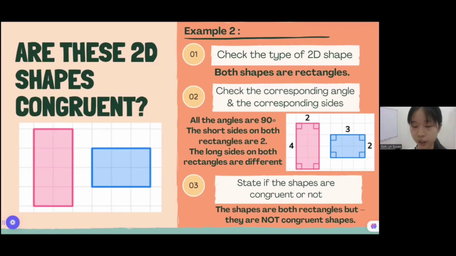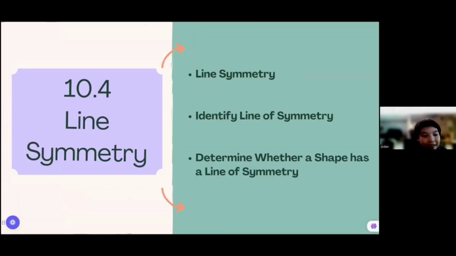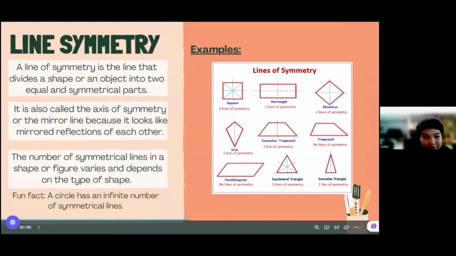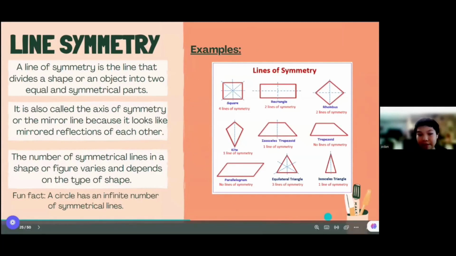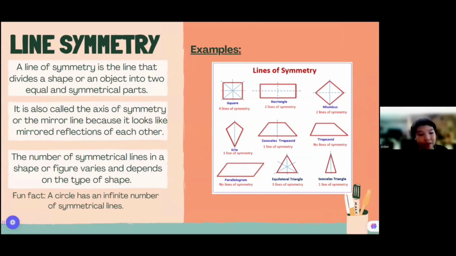So these shapes are not congruent shapes because they are of different sizes. The fourth topic is line symmetry. The line of symmetry is the line that divides the shape of an object into two equal and symmetrical parts. Rectangle, for example, has two lines of symmetry because you can divide the shape into two using two methods.